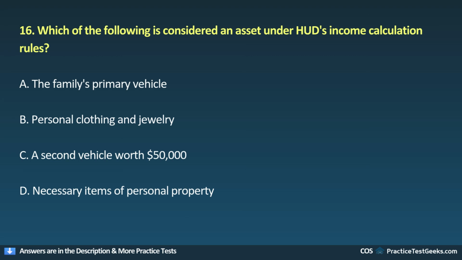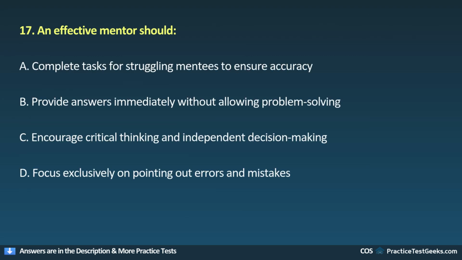16. Which of the following is considered an asset under HUD's income calculation rules? A. The family's primary vehicle. B. Personal clothing and jewelry. C. A second vehicle worth $50,000. D. Necessary items of personal property.